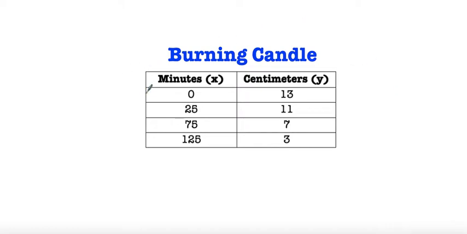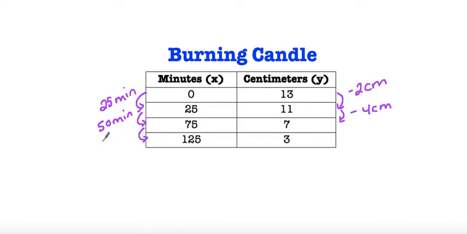So here, after 25 minutes, our candle decreased 2 centimeters. Then after 50 minutes, our candle decreased 4 centimeters. After another 50 minutes, our candle decreased another 4 centimeters. Now, just by looking at our table, it seems that our candle is not decreasing at the same rate.